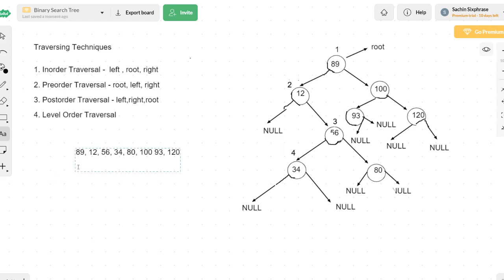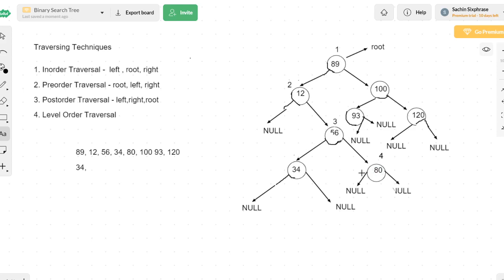The first data that will be printed is 34. Now for this node 34, left, right, root is completed. Now you can go back to the previously visited node, which is 56. Coming to 56, the left side is completed. Now the right side. What is 56's right? It is 80. So the next node you have to visit is 80.